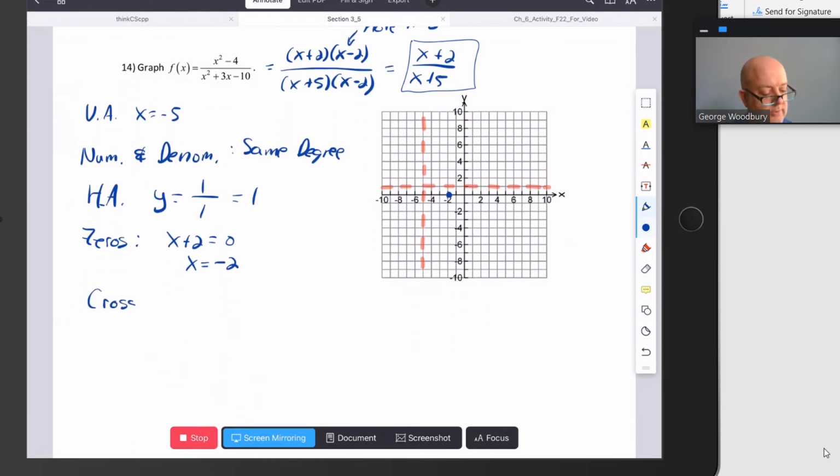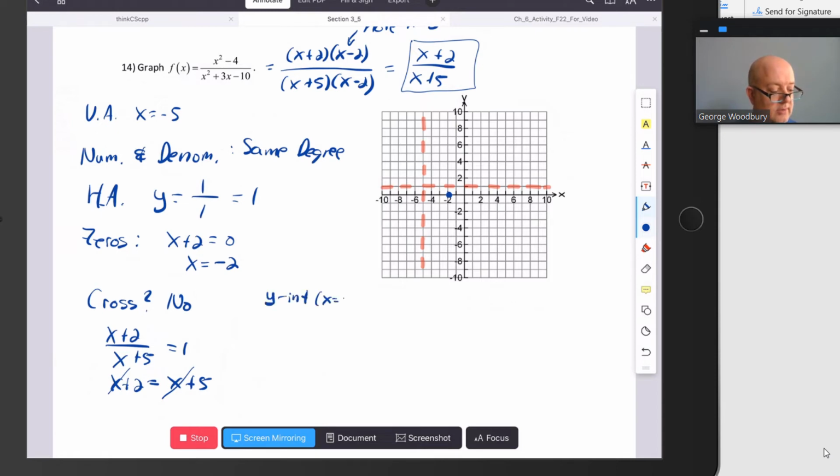Does it cross? Well, if it crossed, that means that x plus 2 over x plus 5 would be equal to 1, or that x plus 2 would equal x plus 5. But when we subtract x from both sides, we're left with a contradiction. 2 cannot equal 5, so it's not going to cross that. And that pretty much tells me that the bottom right quadrant is going to contain one branch of this graph. I should find the y-intercept. I haven't done that yet.